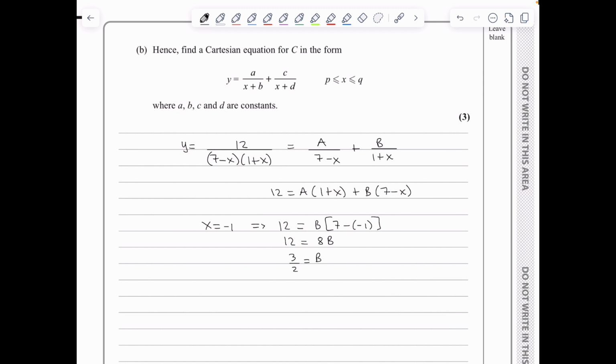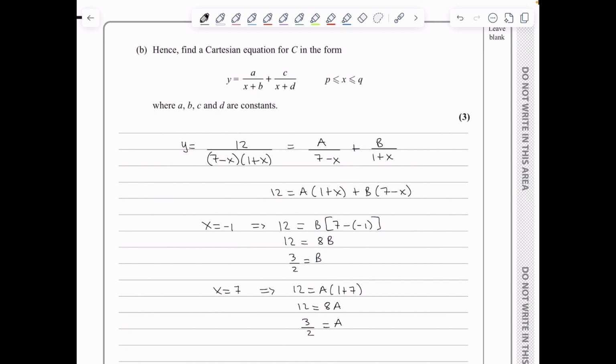We can also put x to be 7. If we put x is 7, then I eliminate this part and I'll be able to find A. So let's see. Putting x is 7 leads to 12 is equal to A times (1 plus 7). Therefore, we're looking at 12 is equal to 8A, and therefore 3 over 2 is the value of A.